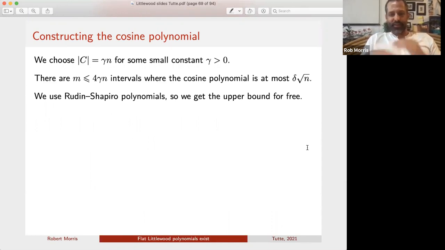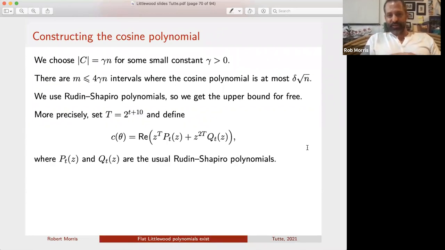Aha. And okay, so now we want to construct a cosine polynomial, and the way we actually do it is using the Rudin-Shapiro polynomials, because we also want this upper bound. So a random polynomial would almost do the job, but the Rudin-Shapiro polynomials are just better. And there's a slight trick here: what we do is not quite take the original Rudin-Shapiro polynomials. We take this z to the capital T factor, which is just something that whizzes them round very fast. So you take them and you modify them just by making them go much faster in this funny way.